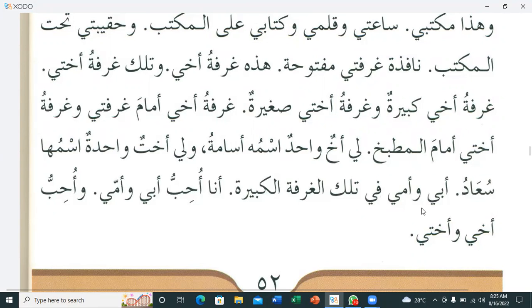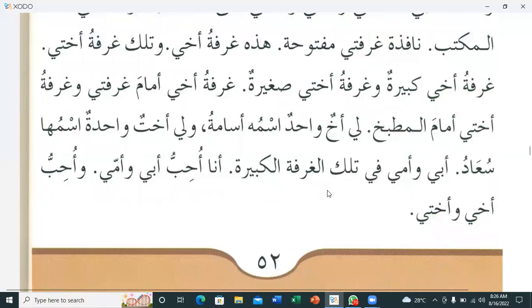Abi wa ummi, my father and my mother. Fi tilka, in that. Al-ghurfatil kabira, big room. Fi tilka al-ghurfatil kabira, in that big room. Abi wa ummi fi tilka al-ghurfatil kabira. My father and my mother are in that big room.